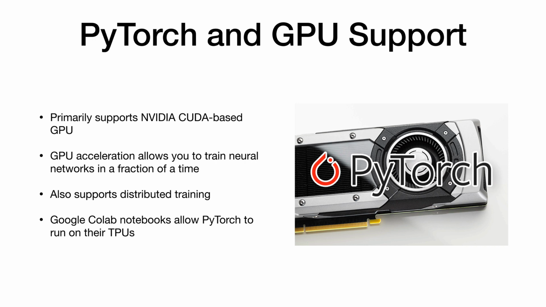In terms of GPU support, PyTorch primarily supports NVIDIA CUDA-based GPUs. And as you know, GPU acceleration is going to allow you to train your neural networks in a fraction of the time as opposed to using your CPU. PyTorch also supports distributed training, which is fantastic if you want to train your network on large data sets. And what's really nice is Google Colab notebooks allow PyTorch modules to run on Google's TPUs. So if you're a really big Google Colab fan and want to leverage TPUs when you can, there is a way to do that as well.